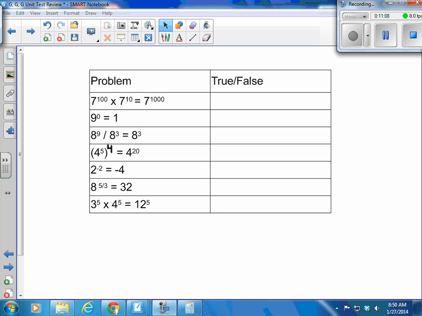The next piece of the test, you will be given problems. Each one of these are different problems, but all you have to do is say whether they are true or false. It gives you the problem and actually gives you the answer, and you just say true or false. So I want you to go through each one of these. It'll take you a little bit, but go through each one of these. Pause your recording now and say whether they're true or false.